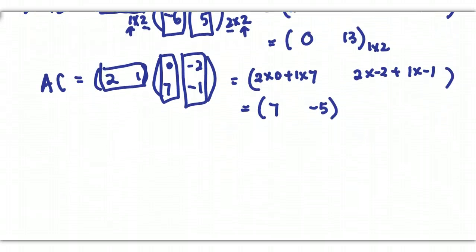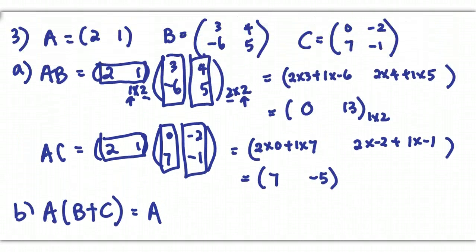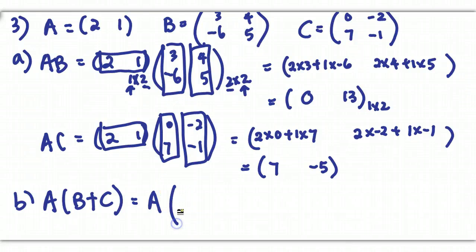Okay, next, in part B, we are asked to find A times B plus C. For matrices, we do the same order of operations as we would do for algebra. We will do what is inside the bracket first, so we will leave A and take B plus C. Looking at B plus C here, I can add them up straight away. Remember, B plus C means I'm just adding up the elements in B and the elements in C in their corresponding positions. So I'll get 3, 4 minus 2 is 2, negative 6 plus 7 is 1, and 5 minus 1 is 4.